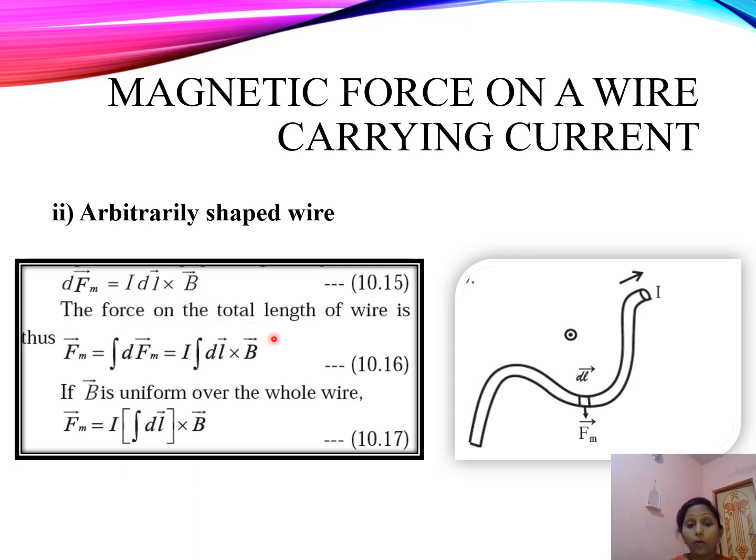Then the force on the total length of the wire is written as Fm vector is equal to integration of dFm vector, that is equal to I, which is a constant flowing through the wire, so I have taken it out, integration of dl vector cross B vector. Now B is also uniform through the whole wire, so I can write the equation Fm vector is equal to I, integration of dl vector cross B vector. So I have taken the common terms out. With the help of this equation, we can calculate the force due to the magnetic field along this wire.